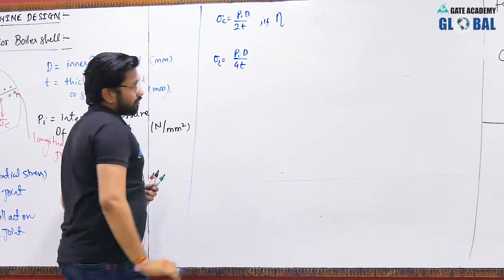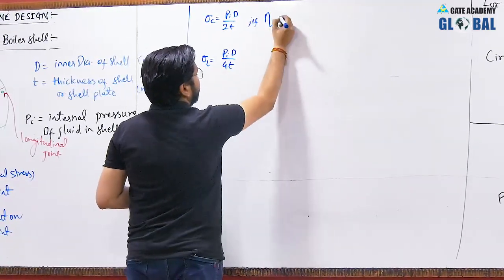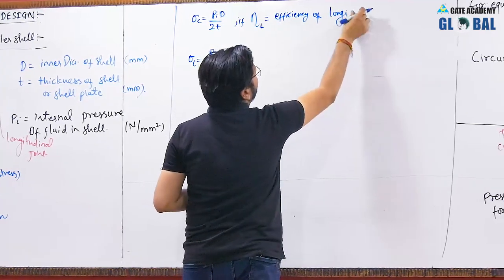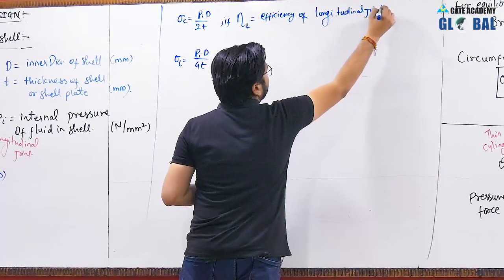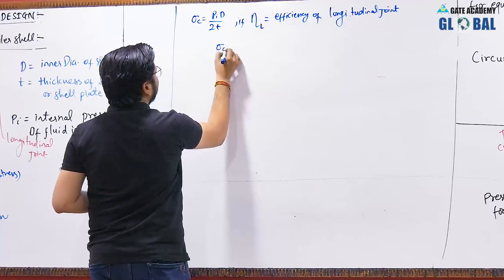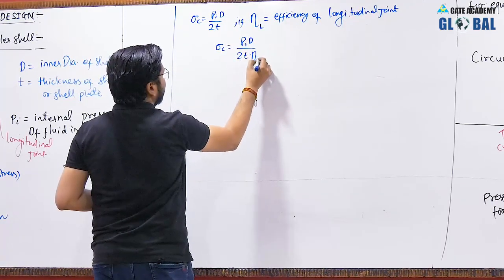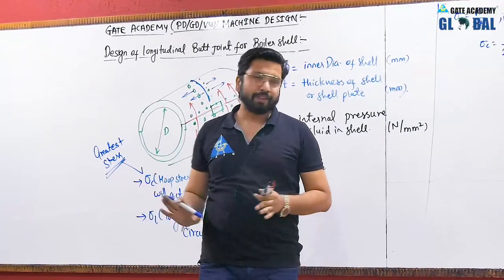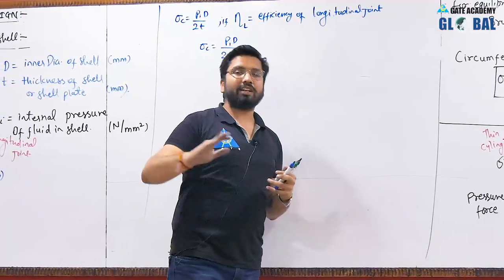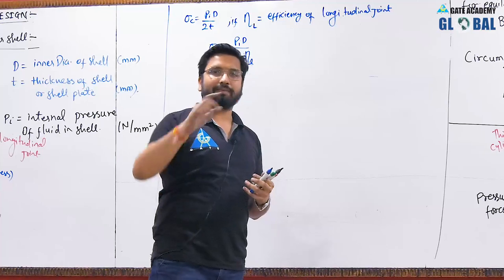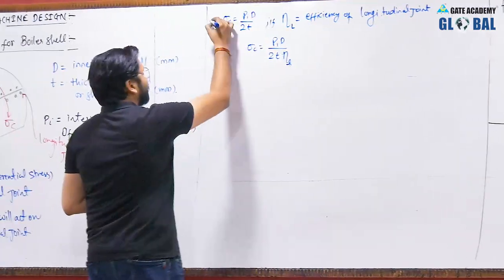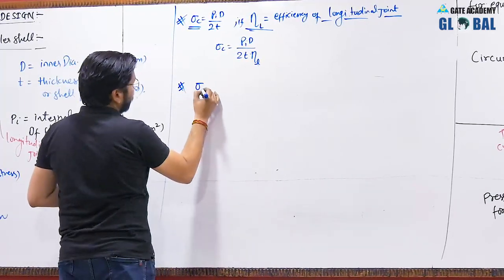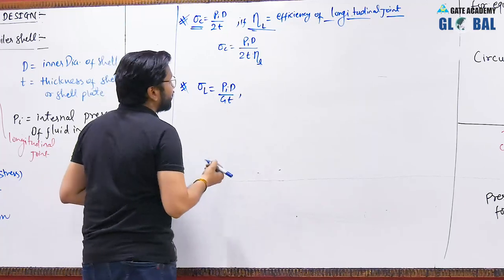if eta l is the efficiency of the longitudinal joint, then sigma c will be equal to pi into D divided by 2T into eta l. So the efficiency of the longitudinal joint will affect the value of circumferential stress. And as I've told you, sigma c will act on the longitudinal plane and sigma l will act on this cross sectional plane. That means this will be perpendicular to the circumference. So the effect of circumferential stress will be observed on the longitudinal joint, whereas the effect of longitudinal stress, that is pi into d by 4t, will be observed in the circumferential joint.